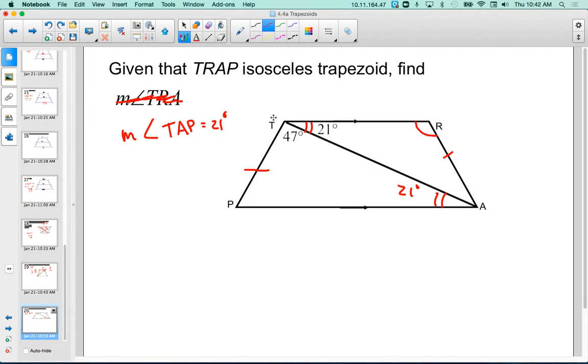So I wanted to do something that involved another transversal because I don't think that we recognize those as quickly as we should a lot of times.